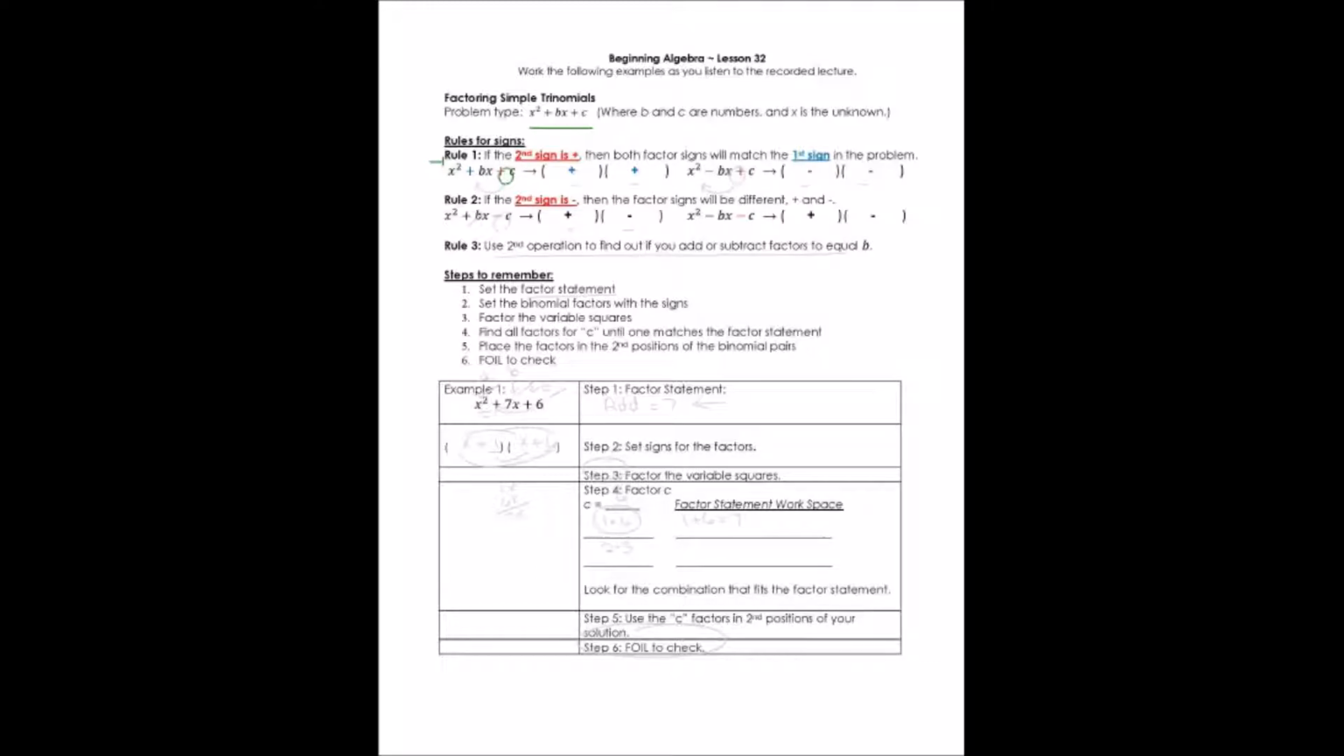If the second sign is positive, then both of your signs are going to match whatever the first sign is. In other words, since the second sign was positive, both of my signs matched the first sign. In this case, it was positive, so both of them were positive. Next example, x squared minus bx plus c, the second sign is positive, so it points me toward the first sign. It's negative, so I'm going to have two negatives. That's the first way to set your signs.